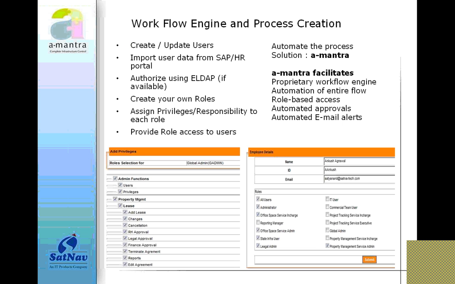You can also create the roles and assign privileges for the created roles. This will give you a role-based access to the users, which thus automates the entire flow and creates a process in the organization. It will give you a role-based access with automated approvals for the raised requests along with the automated email alerts.